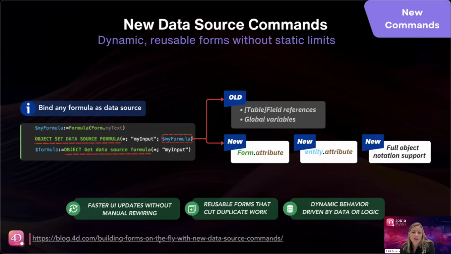This makes your UI faster to update without manual rewriting, and it also makes your forms more reusable, so you don't have to duplicate logic. And it allows dynamic behavior driven directly by your data or business rules. And yes, it works for list boxes too. Current item, selected items, and position. Everything is handled through formulas.